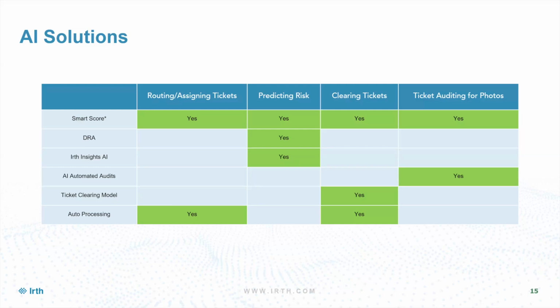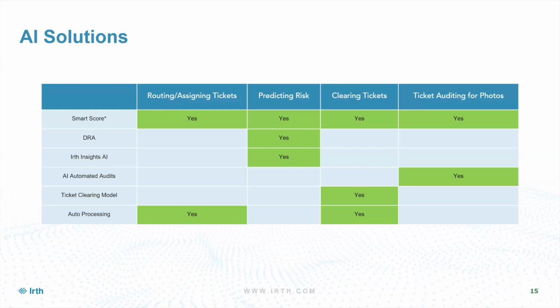In terms of predicting risk, we've got different capabilities depending upon your maturity model for each one of our clients. So we've got Smart Score out there where you can set up models directly manually, or you can add multiple things to models, many different variables, including things like the AI model, the photo auditing, all that can be added in Smart Score here. We've got DRA, which stands for Damage Risk Assessment.